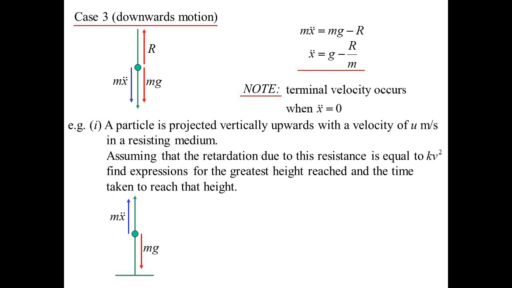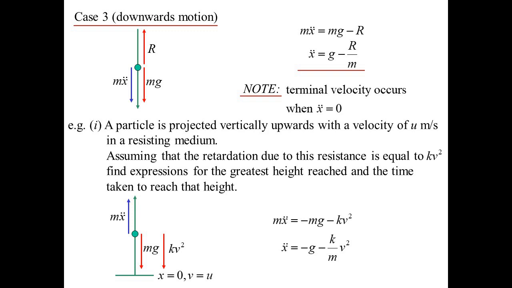So we'll have gravity going down, resistance is also going down, kv squared. I've just written the initial conditions down there to remind myself. So at the ground level, displacement is zero and the velocity would be u. So here's my equation. m x double dot is equal to minus mg minus kv squared. Divide through by the mass, and there's my acceleration equation that we're going to play with. I've got acceleration in terms of velocity.